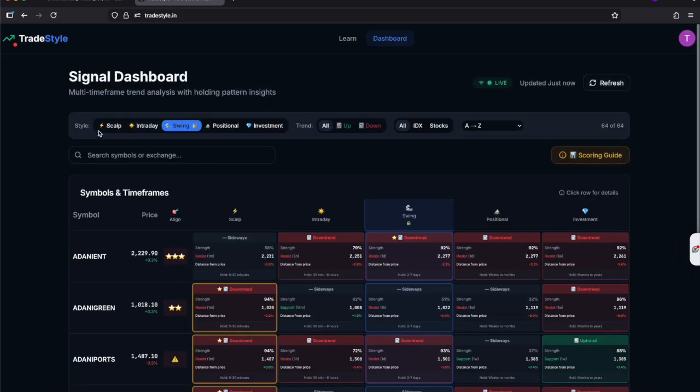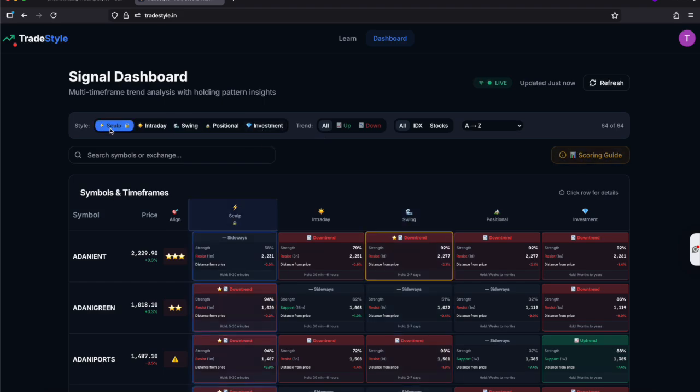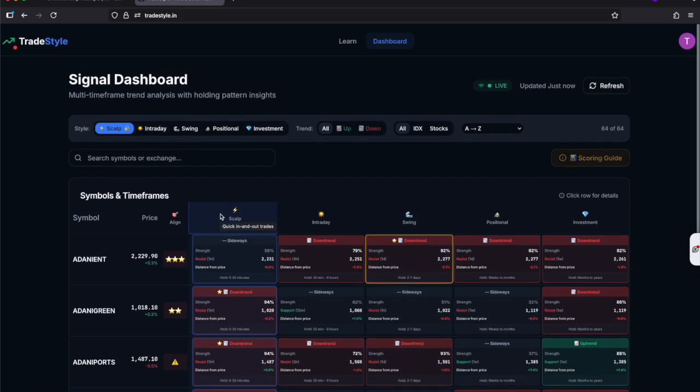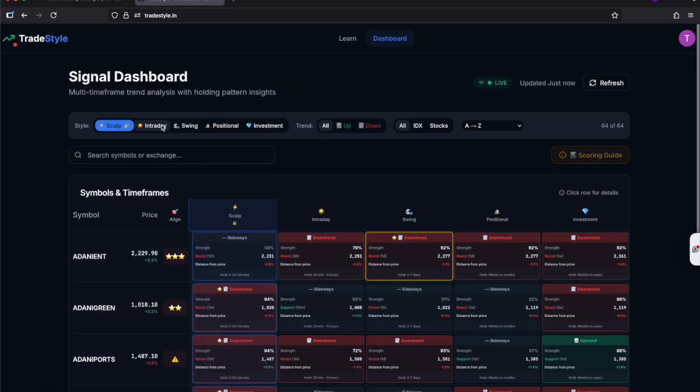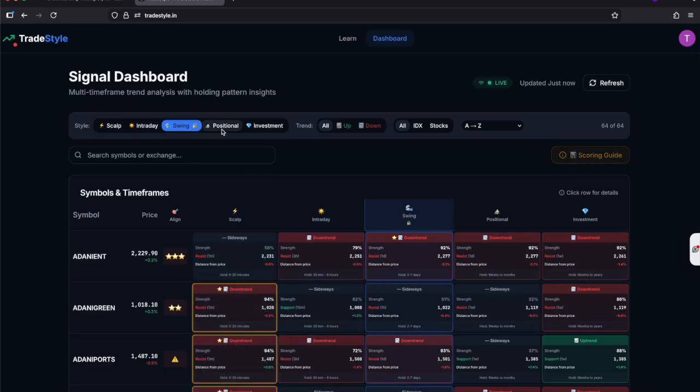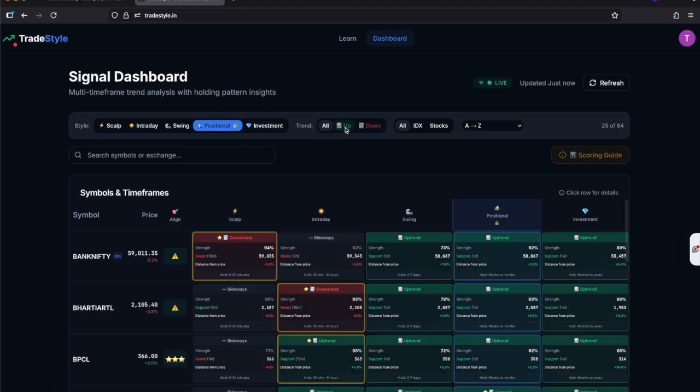Now here you see that, first of all, depending upon what type of trader you are, you can select scalp, intraday, positional, or investment. When I select, the corresponding column is going to be locked over here depending upon your trading style. Suppose I want positional, and when I select positional, then I can select which are the uptrend.